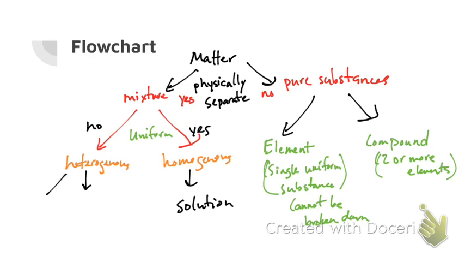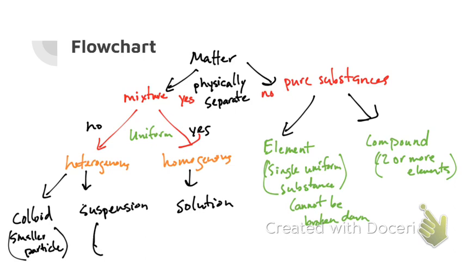And heterogeneous can either be a colloid, which has a smaller particle, or a suspension, which would be a larger particle. Alright.